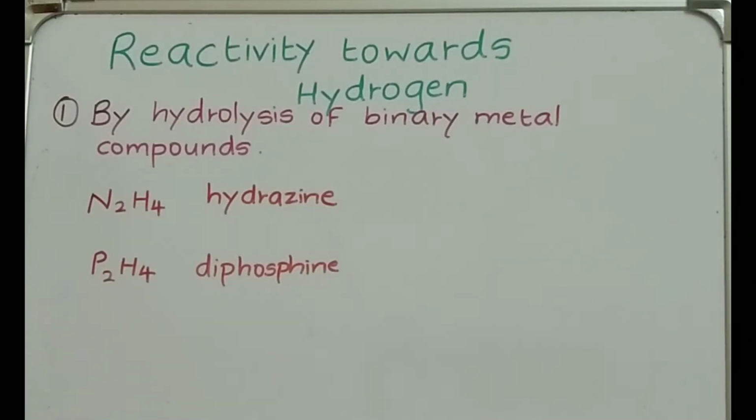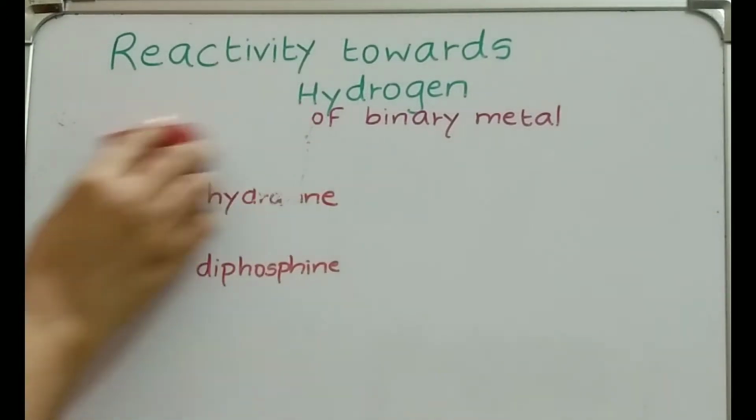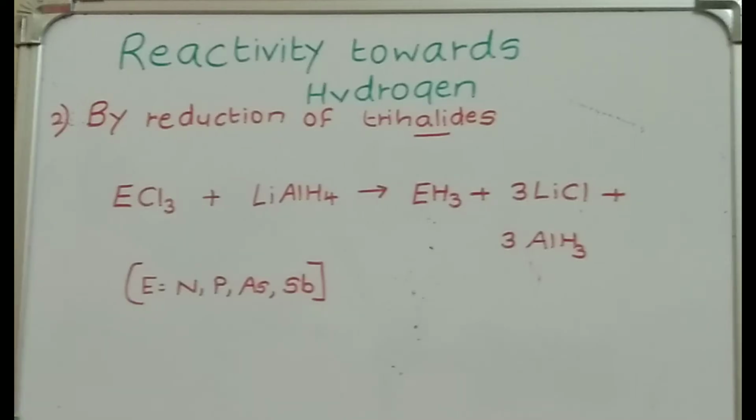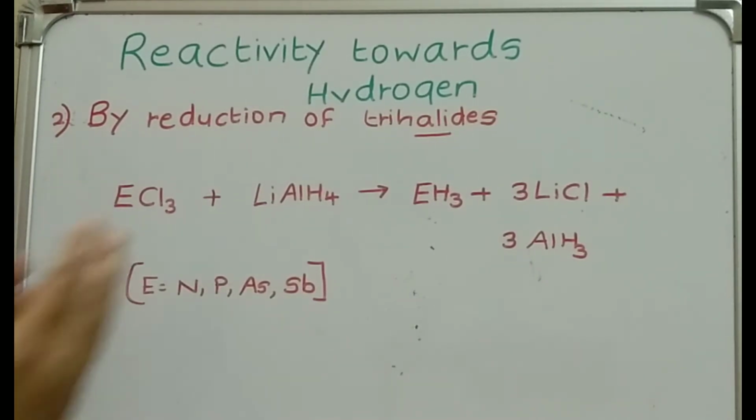The lighter elements, having less mass, which come at the top of the group, that is nitrogen and phosphorus, can react with hydrogen and form such compounds also. That is hydrazine, N2H4, and P2H4, that is diphosphine. Correct? So let's check the next preparation method, by reduction of trihalides.